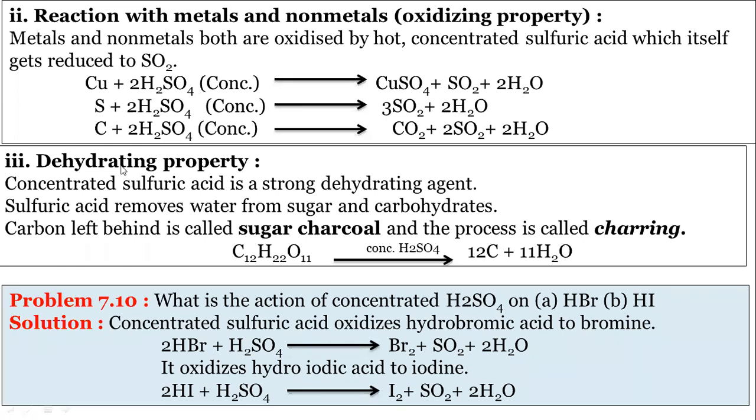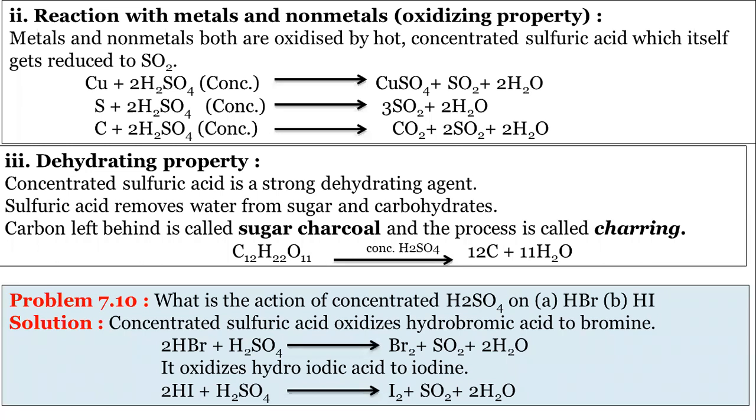It is also used as a dehydrating agent. You know that there are many dehydrating agents like vanadium pentoxide. Then sulfuric acid is also used as a dehydrating agent. Then alumina is also used as a dehydrating agent. Silica is also used as a dehydrating agent. So one reaction is given here. This is C12H22O11. This is a sugar.